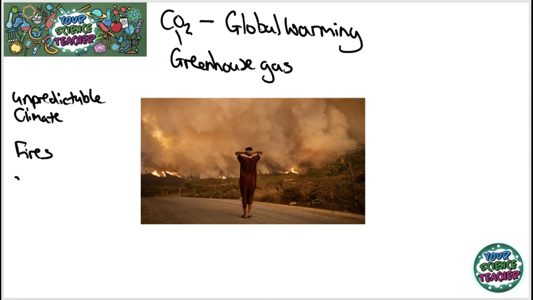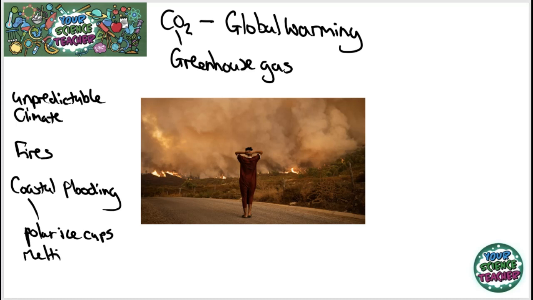As well as this, we're also going to get coastal flooding, and this is because of the fact that the polar ice caps are melting. And as well as the polar ice caps melting, this is destroying the habitat of thousands of different species that live in either of the poles. If you've watched David Attenborough's new series about the frozen planet, you'll have seen all of the disastrous consequences to the different species of wildlife, like the polar bears, from the polar ice caps melting.